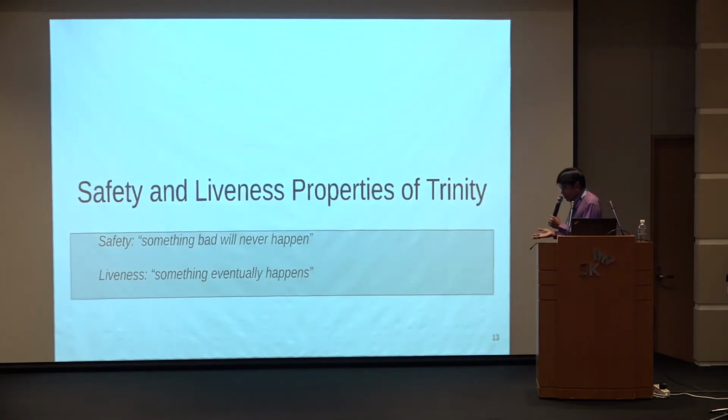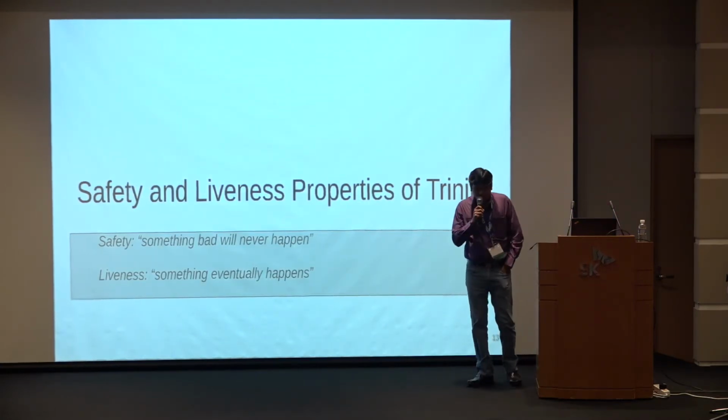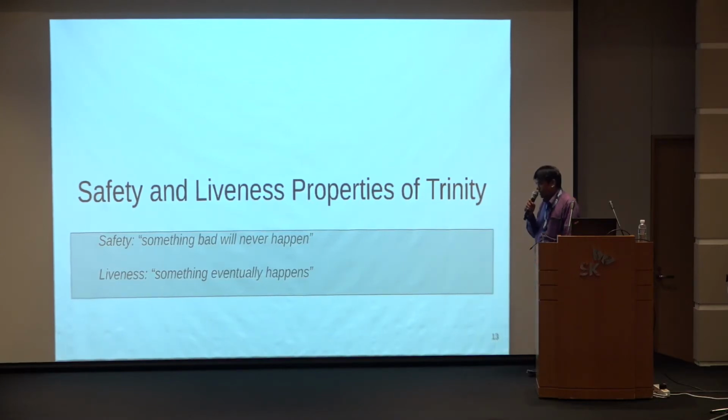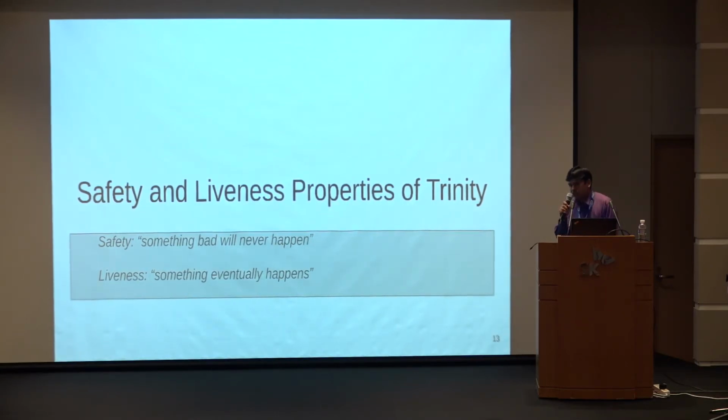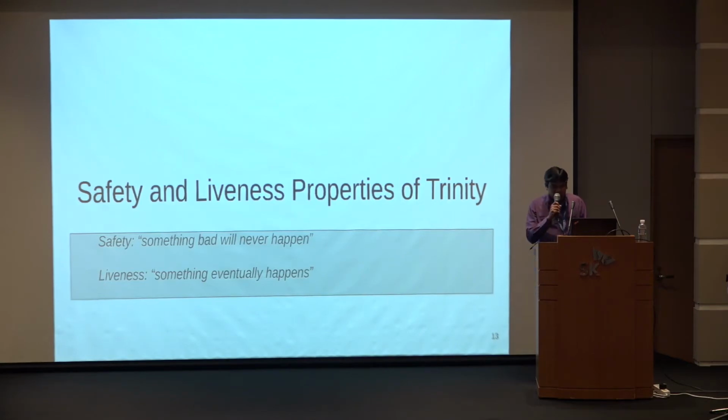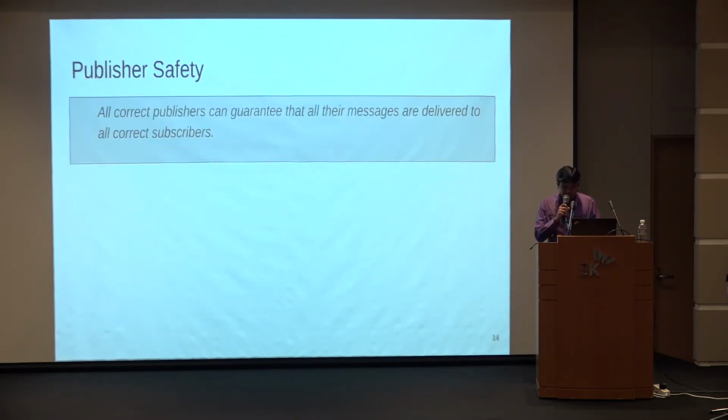We prove a number of safety and liveness properties of Trinity to guarantee that our broker is capable of handling Byzantine behaviors. Just to give you a quick overview, safety in this context means that something bad will never happen, so we need to ensure this property. And liveness refers to something good eventually happening. These are the two properties that we are trying to prove for Trinity to ensure that it is capable of handling Byzantine behaviors.